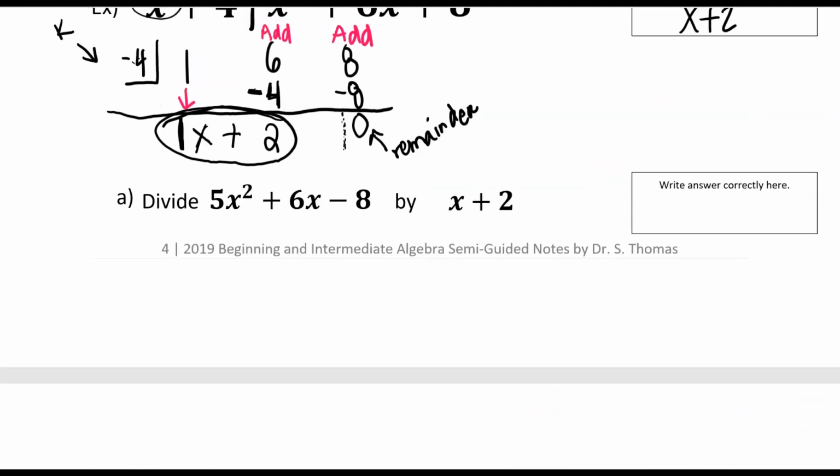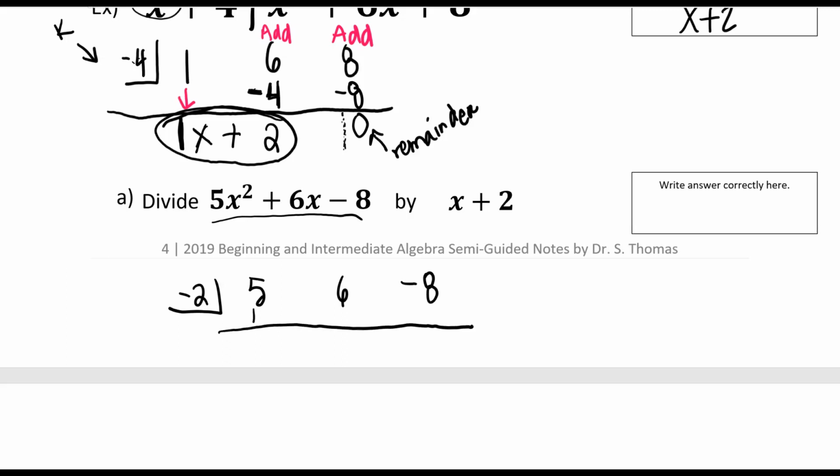Let's try another one. This is another problem that we've done before. We're dividing by x plus 2. So what is our k in this case? It would be -2. And then we have all our terms here. So we'll write 5, 6, and -8, only the numbers. We always drop this number. So that'll be 5. We multiply this times this. That's -10. We add the columns.